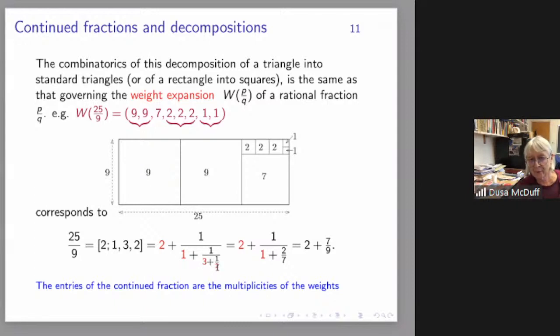You say, well, 3 plus a half is 7 halves, and you take its reciprocal, so that's 2 sevenths. 1 plus 2 sevenths is 9 sevenths. Take its reciprocal, you get 7 ninths, and 2 plus 7 ninths is 25 over 9. So this is a completely general fact that any rational number gives you a decomposition of this kind.